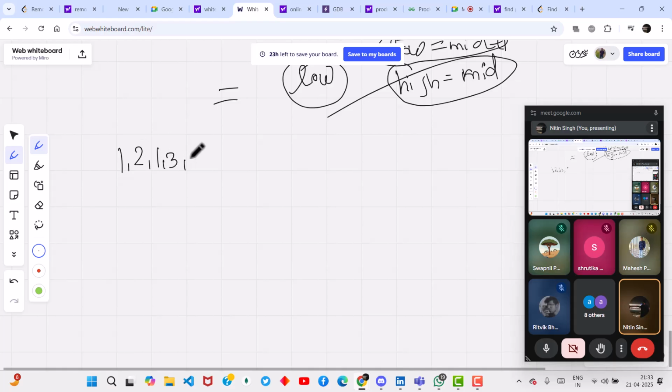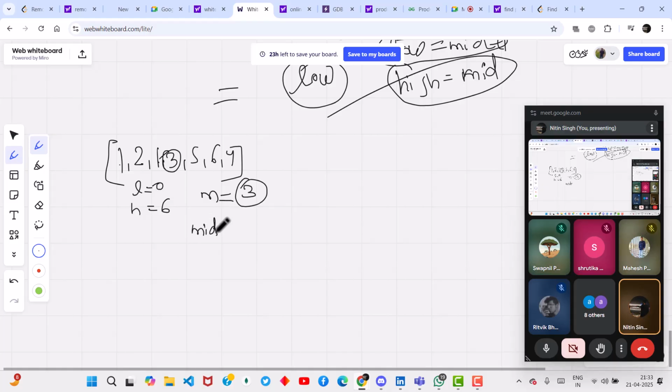My low is 0, my high is 6, my first mid value is 3. At index number 3, 0 1 2 3, I'm having 3, and mid is less than mid plus 1. That means 3 is less than 5. That means 5 can be a peak element because something to the left of it is less than that. So I'll have to move in the right part of my array.